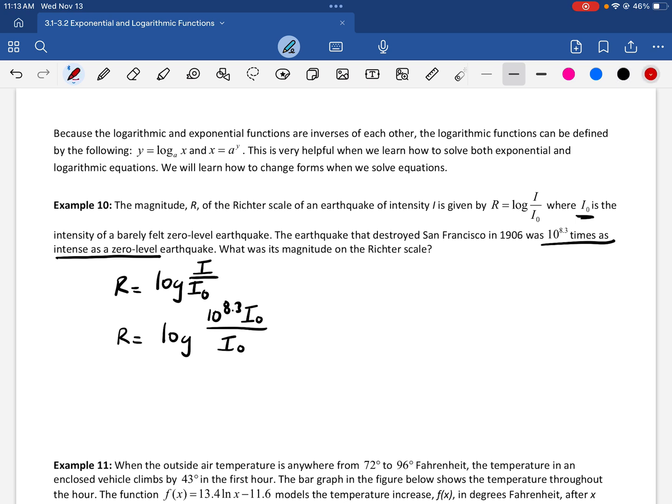Well, when I see that, I notice that I have an I sub 0 in the numerator and one in the denominator. So they're going to cancel, which is going to leave me with R is equal to log base 10 of 10 to the 8.3. Well, if this is just log, I know that means it's a log base 10. So if I have a log base 10 of an exponential base 10, they're going to cancel out. So this is going to tell me that this has a magnitude of 8.3 on the Richter scale.